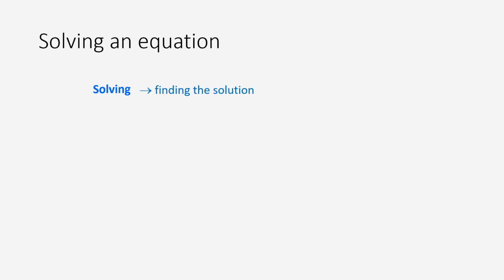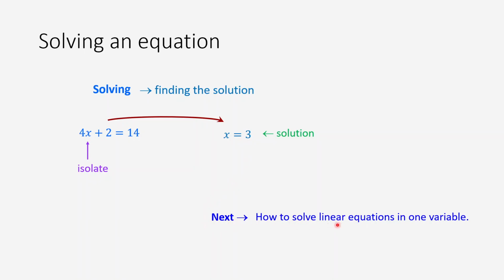Solving an equation is finding the solution of the equation. You saw that the solution of this equation is x is equal to 3. So solving this equation means you are going from this equation to this equation. So when solving an equation, what we do is we isolate the variable so that only the variable is on one side and a number on the other side, and the number is the solution. Next, you will learn how to solve linear equations in one variable.